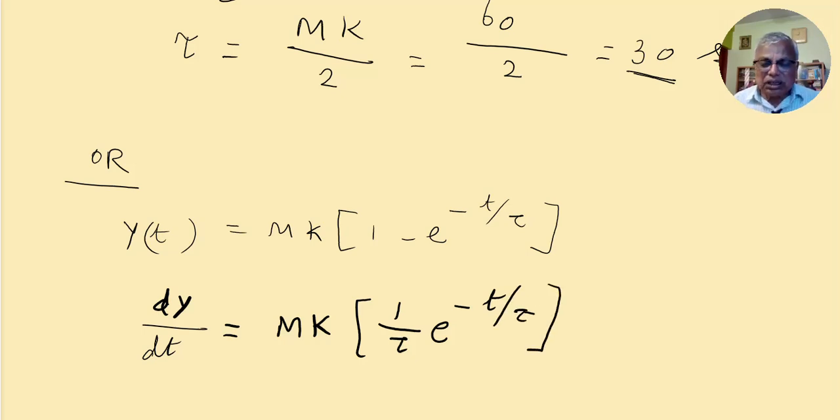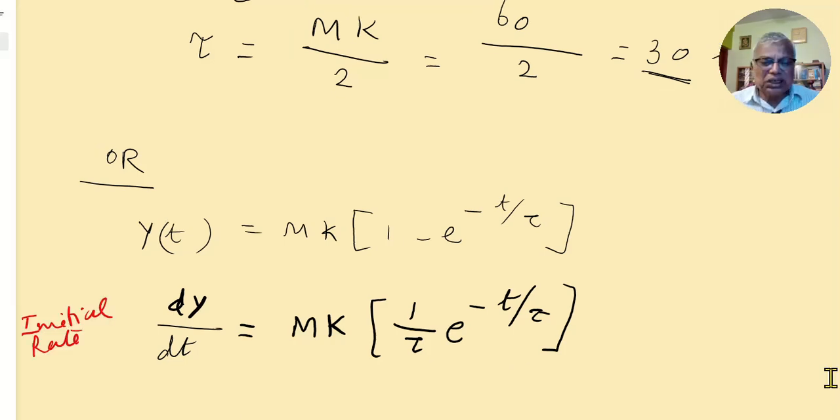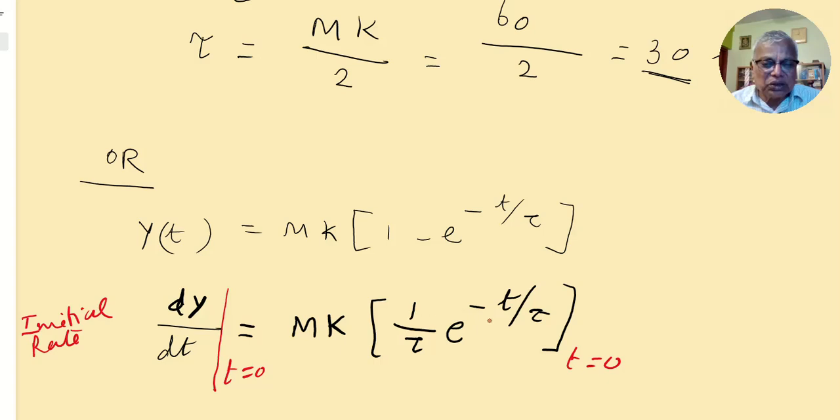If you want the initial rate, what should I do? That is at t equal to 0. We put t equal to 0 here. If you evaluate this at t equal to 0, what will this be? E power minus 0 is 1. So it is going to be mk by tau. So the initial rate of rise is mk by tau.